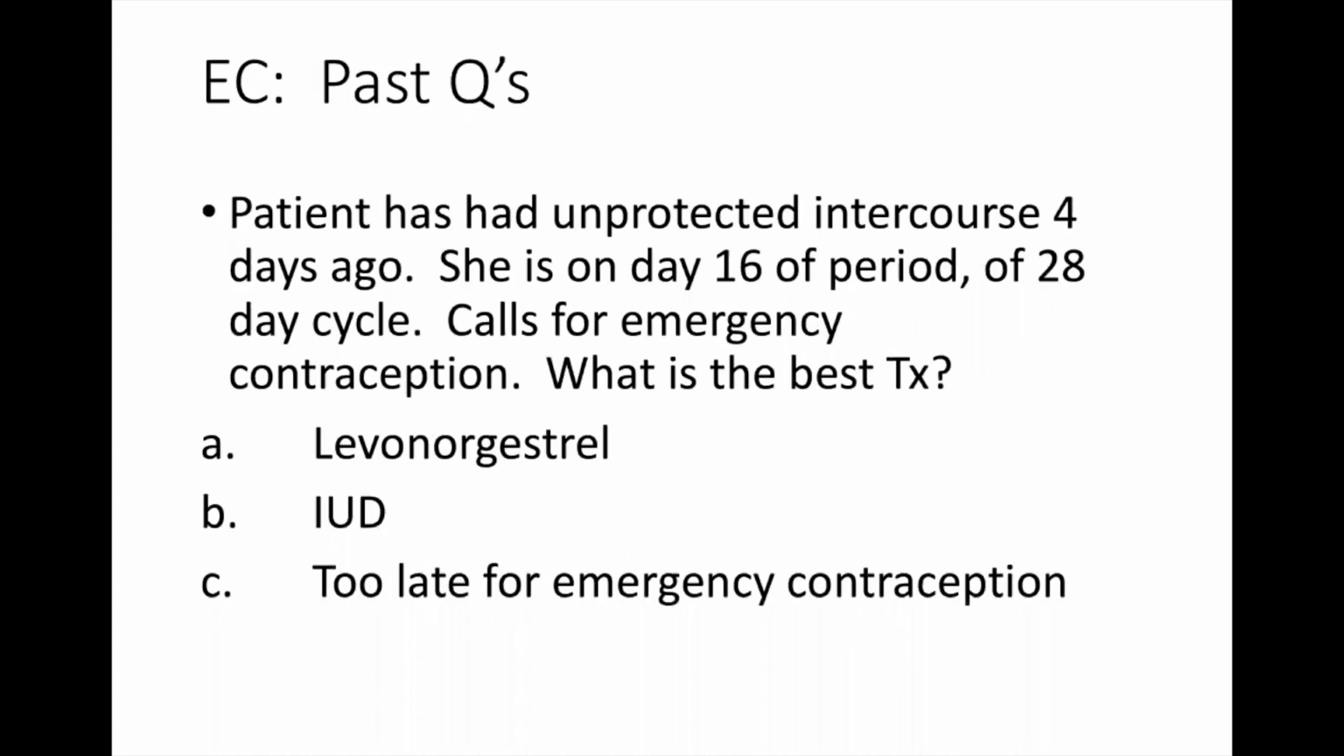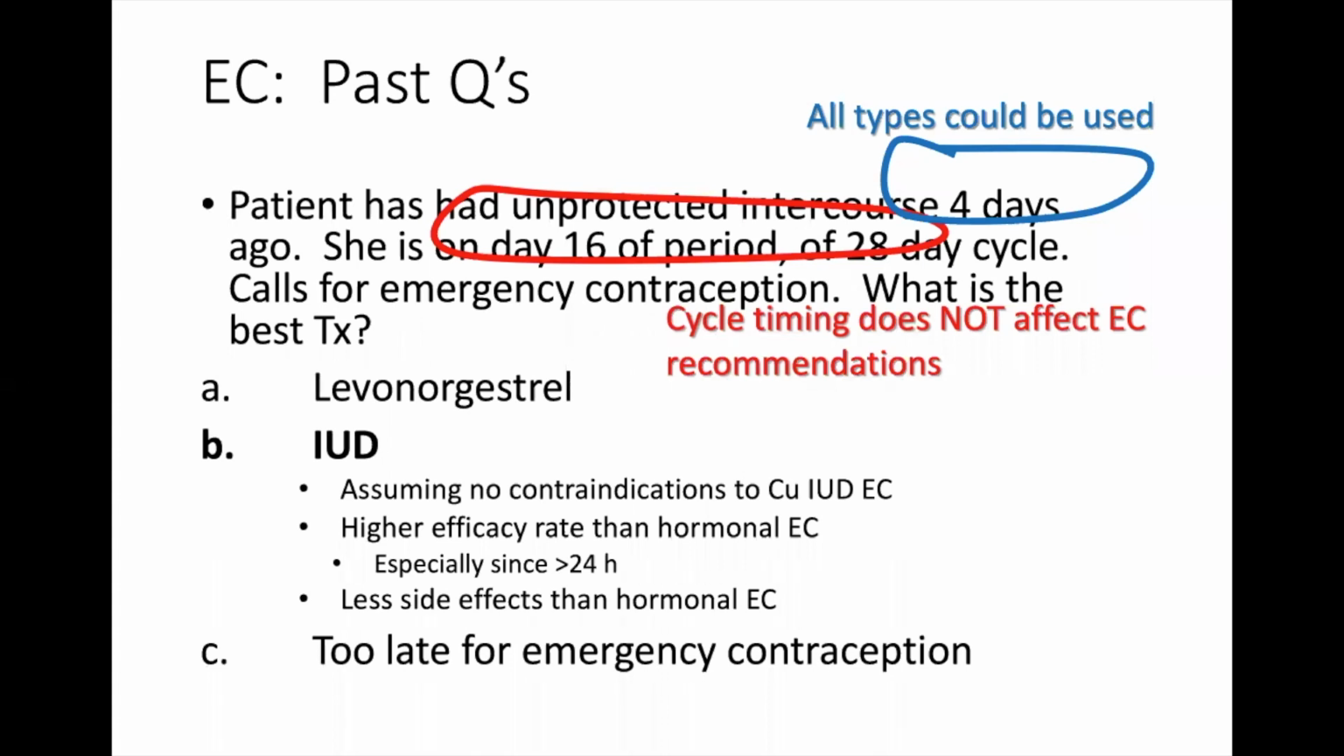Patient has had unprotected intercourse 4 days ago. She is on day 16 of her 28-day cycle and calls for emergency contraception. What is the next best treatment? The IUD. As we said in the previous slide, there is no relation to the days of the cycle. The timing of the cycle does not affect the emergency contraception recommended. What affects it is when the intercourse happened.